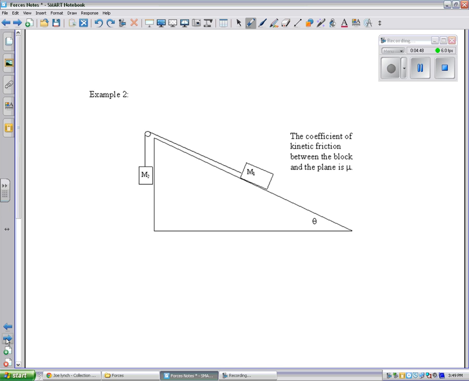So, we're going to start with some free body diagrams. Let's start with M2, because that's going to be the easy one. So I'm going to draw my block for M2. And what force do I have on it? I have gravity down.